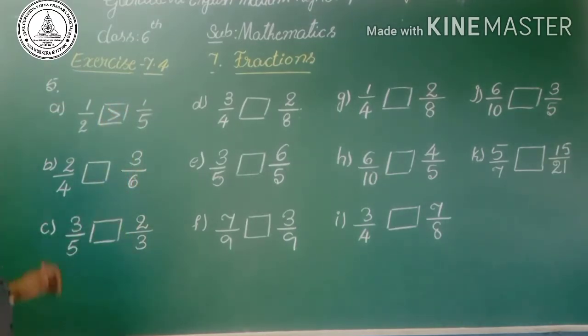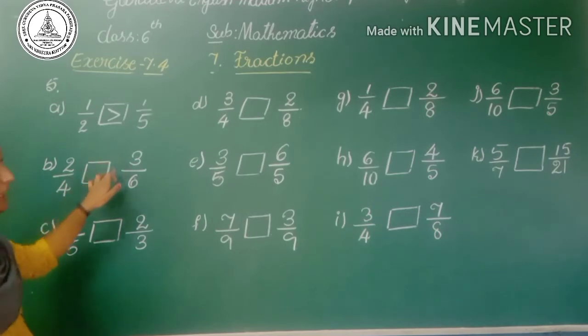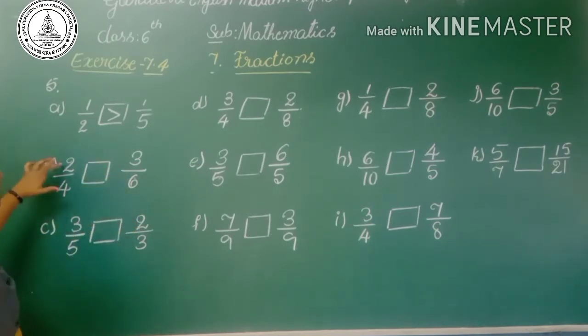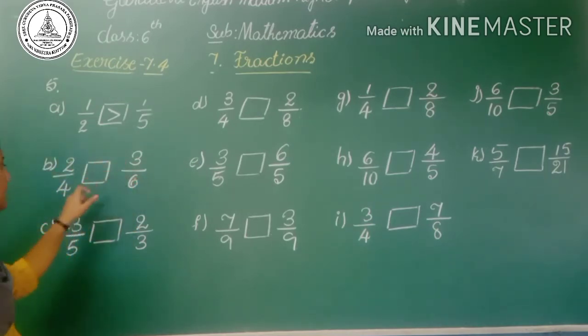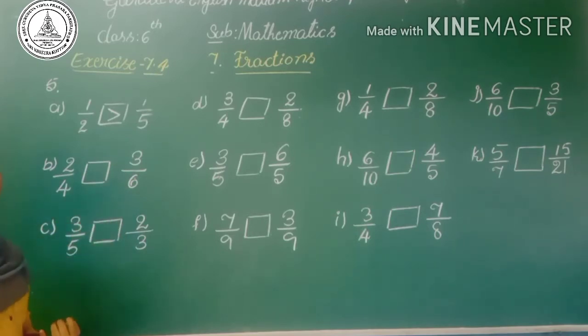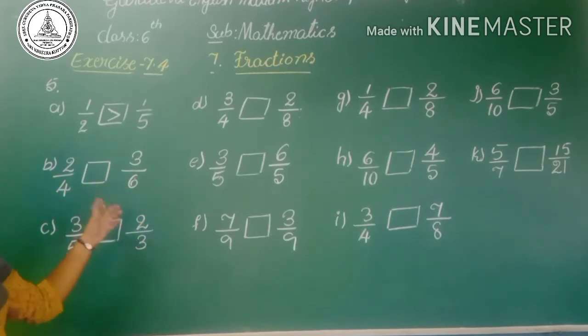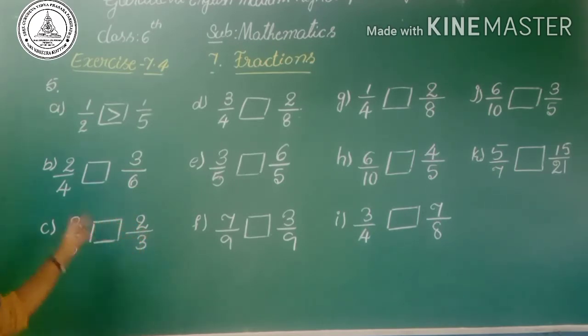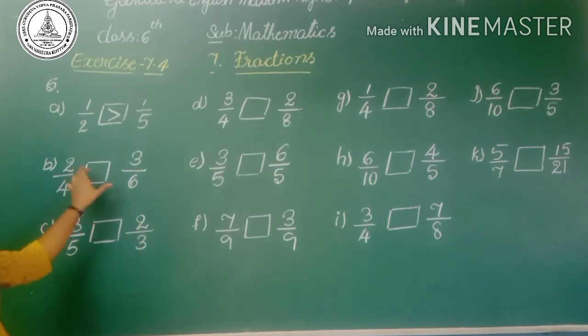And the second question is 2 by 4 and 3 by 6. See here, the numerators are different and the denominators are also different. What we have to do in these cases is just cross multiply to check whether these are equivalent or not. Yes, 2 sixes are 12 and 4 threes are 12. So these two fractions are equal.